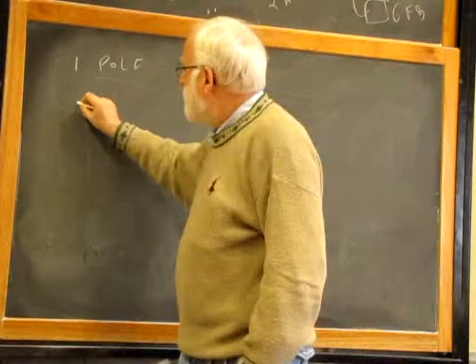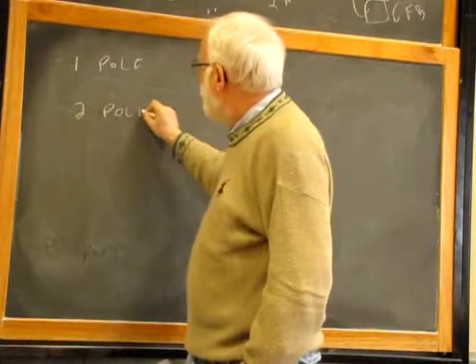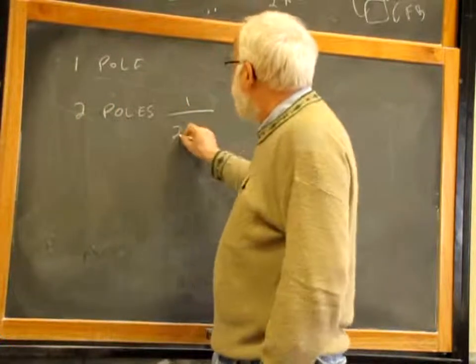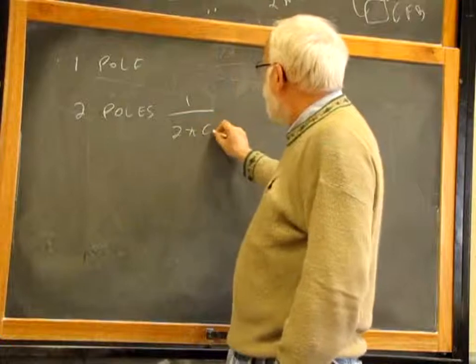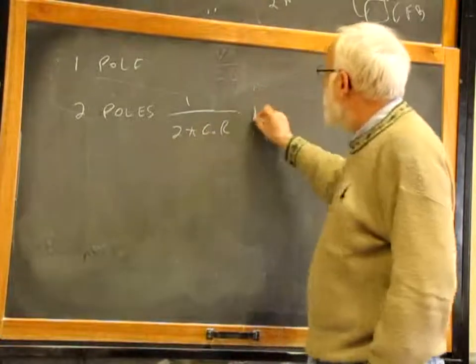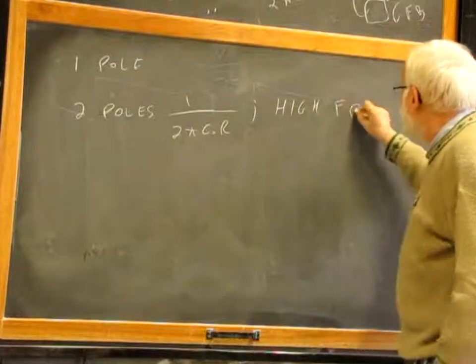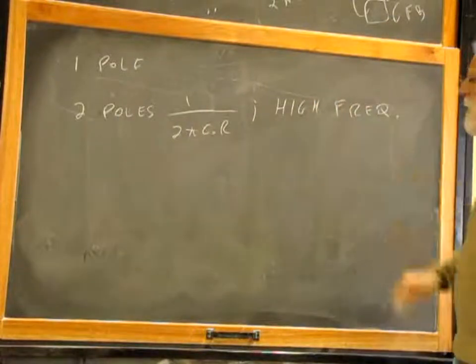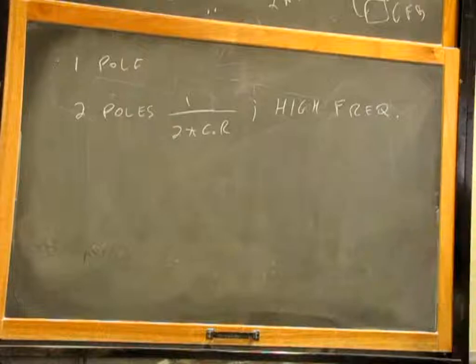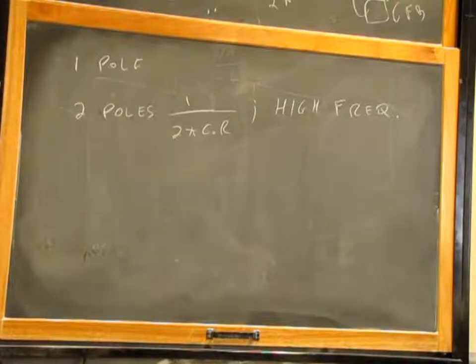But somebody else came out and said 2 poles. One is at 1 over 2 pi C output capacitor times resistance. The second one is at high frequency, above, it's around the switching frequency over 2 and above. So it's not giving you too many troubles.